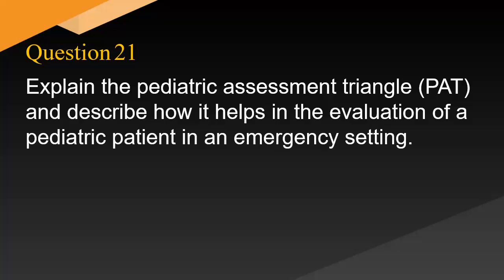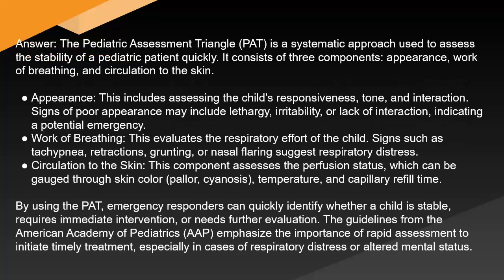Explain the pediatric assessment triangle. Describe how it helps in the evaluation of a pediatric patient in an emergency setting. Answer: the pediatric assessment triangle is a systematic approach used to assess the stability of a pediatric patient quickly. It consists of 3 components: appearance, work of breathing, and circulation to the skin. Appearance: this includes assessing the child's responsiveness, tone, and interaction. Signs of poor appearance may include lethargy, irritability, or lack of interaction, indicating a potential emergency. Work of breathing: this evaluates the respiratory effort of the child.